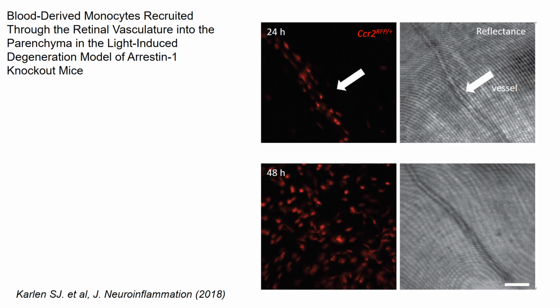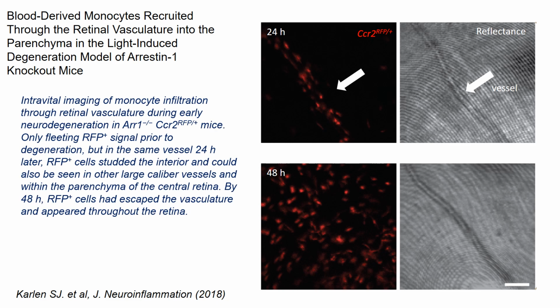This is a rather simplistic view given the new knowledge that in degenerative states you get recruitment of monocyte-derived cells. Essentially, in that previous model, these cells potentially have been recruited in to take up that dye. Now here, this is work in the arrestin-1 knockout model, which is a light-induced degeneration model, with monocytes being labeled with CCR2-RFP at 24 hours post-induction of degeneration.